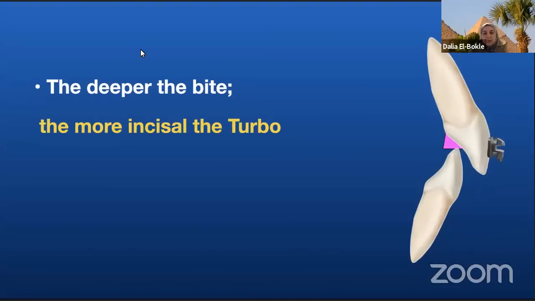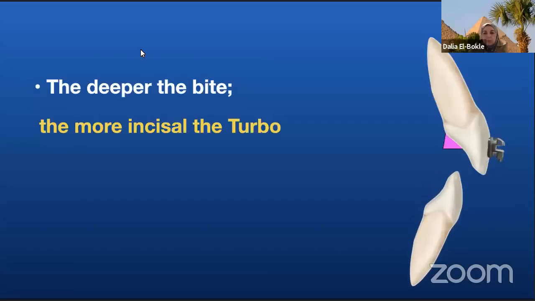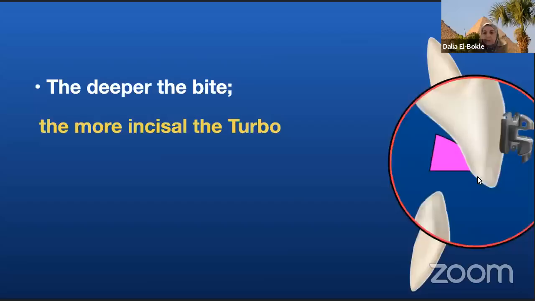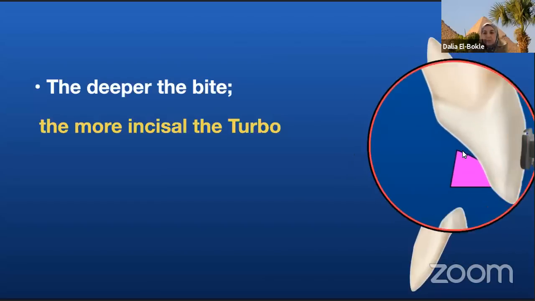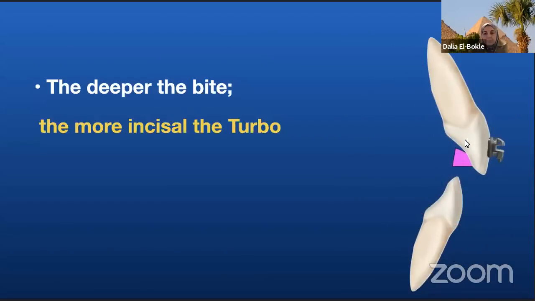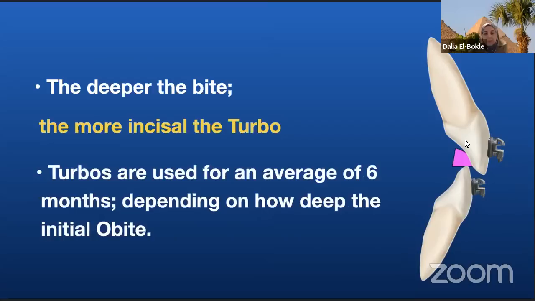So the deeper the bite, the more incisal we should place the bite turbo or the disarticulation. So we would place it more incisally, otherwise we would have to fill all that space with the bite turbo. So now we can place our brackets. Turbos are commonly used for an average of 6 months, depending on how deep the initial overbite.